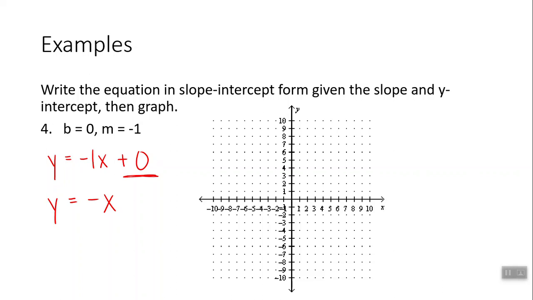Where is 0 on the y-axis? It's right in the middle. So from here we're going up 1 over 1 in the negative direction. This makes a diagonal through these points. Again, you don't have to go all the way through the graph.